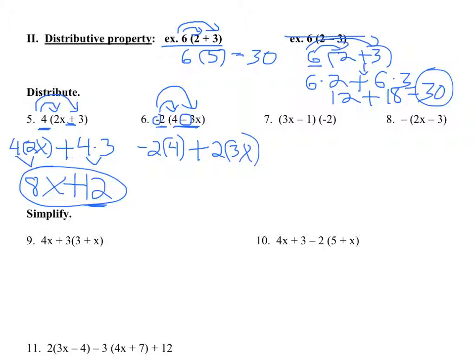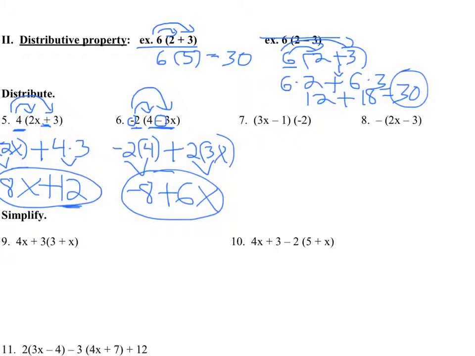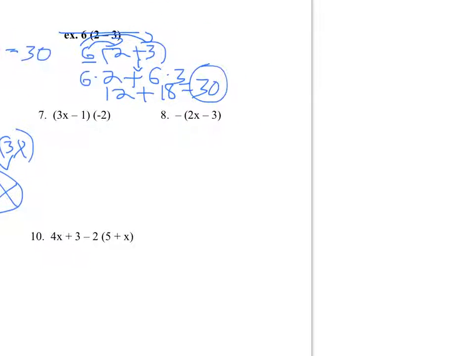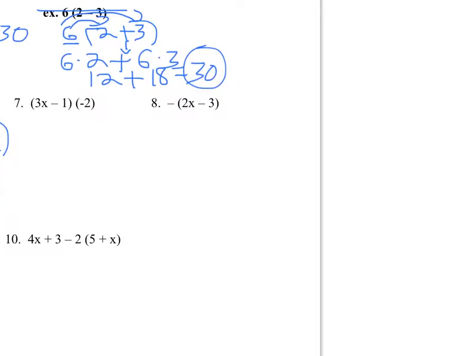So negative times a negative gives me a positive. So negative 2 times 4 is negative 8. And then 2 times 3x is 6x. And again, we're finished because that negative 8 doesn't have an x. These are unlike terms. Okay, if I look at 7, let's move this over, get a little bit bigger. If I look at 7, the order's switched around. The number that you want to distribute is on the outside. But that's all right. We can still distribute the negative 2.